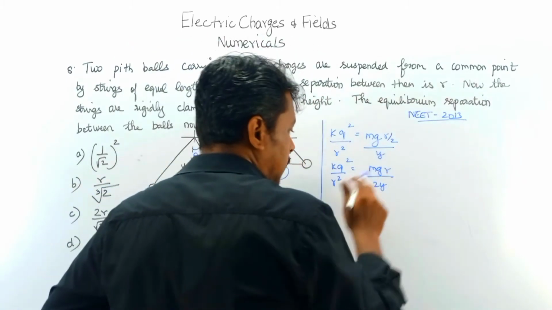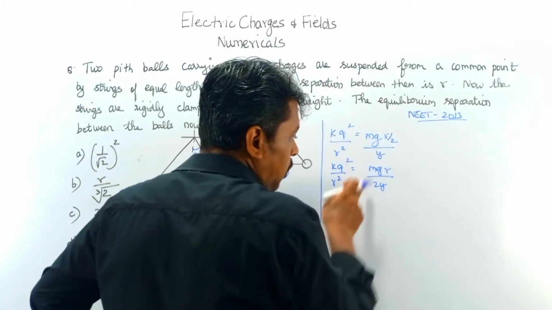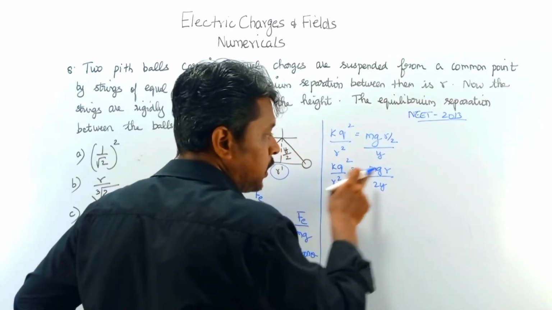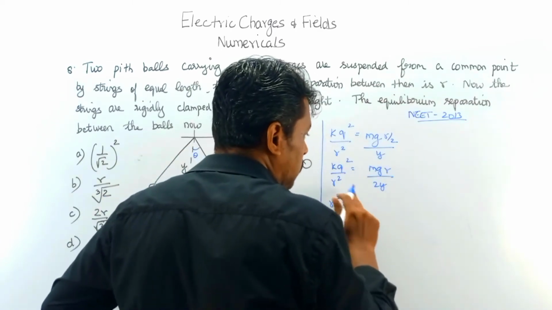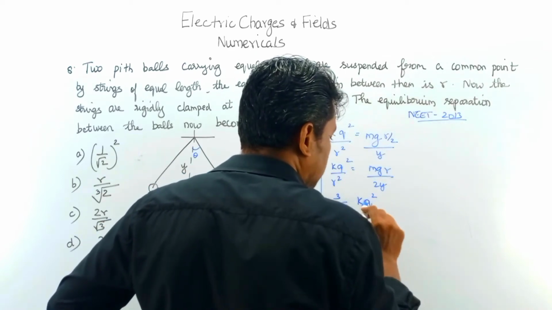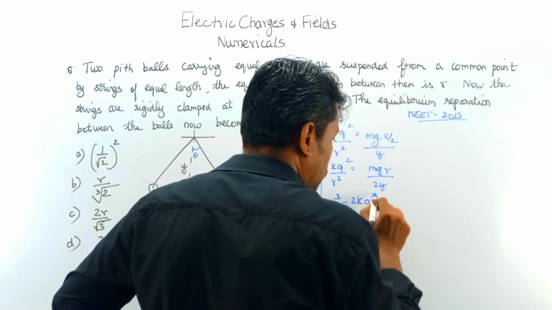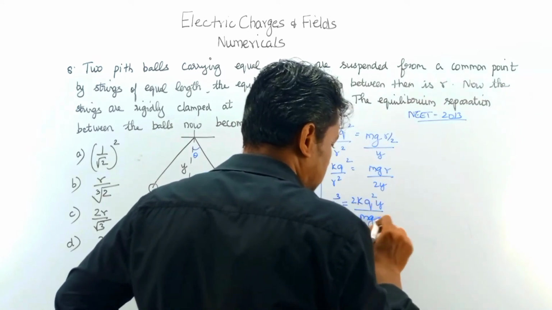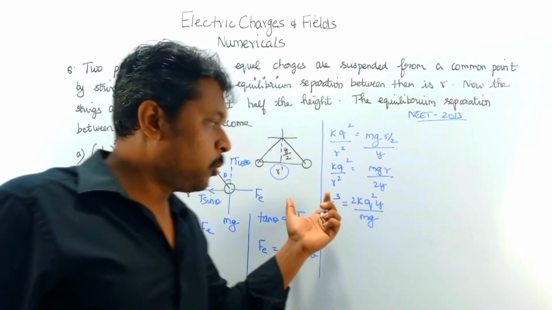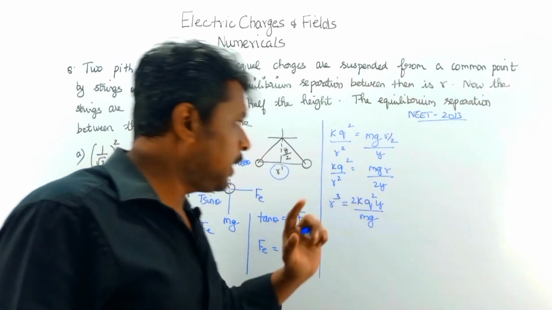I've taken 2 to the denominator. Now I am going to cross multiply. We have r cube, so I'm taking r square here. R cube will be equal to 2 k q square y by mg. So separately I have got the value of r cube: 2 k q square y by mg.